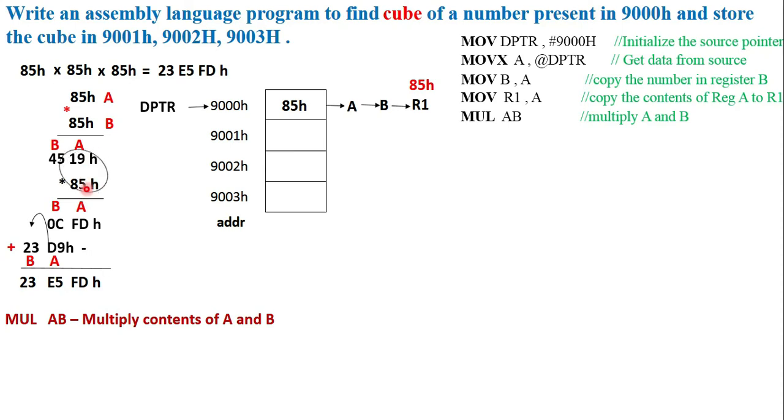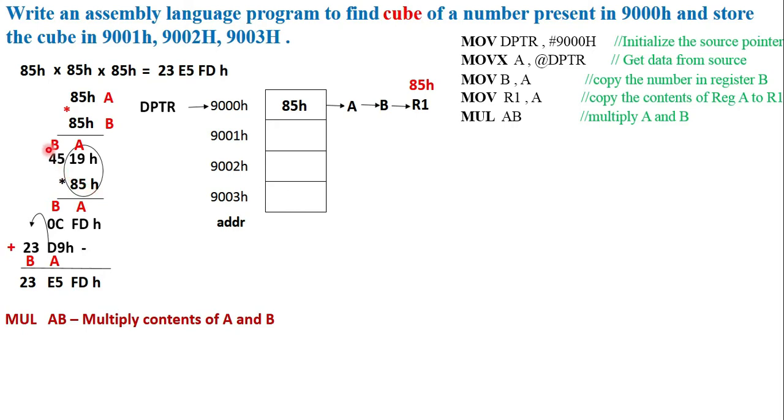Now to perform this multiplication, the rule continues. One of the operands must be in the accumulator. Yes, it is there in the accumulator. And the other operand 85 again should be in the B register. That means we have to copy 85h, which is temporarily stored in R1, into the B register. But the B register has an important content which cannot be lost and is required for the next multiplication.